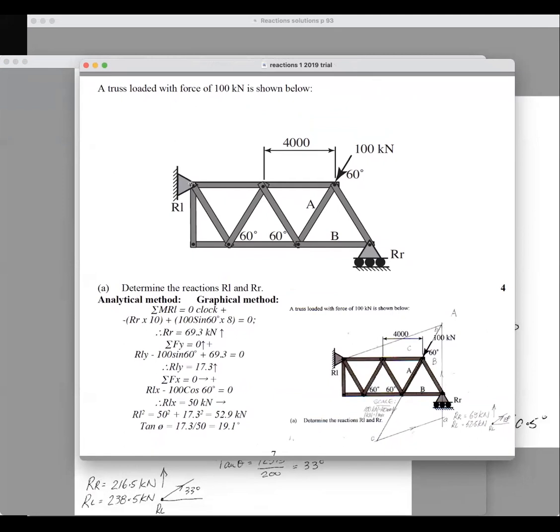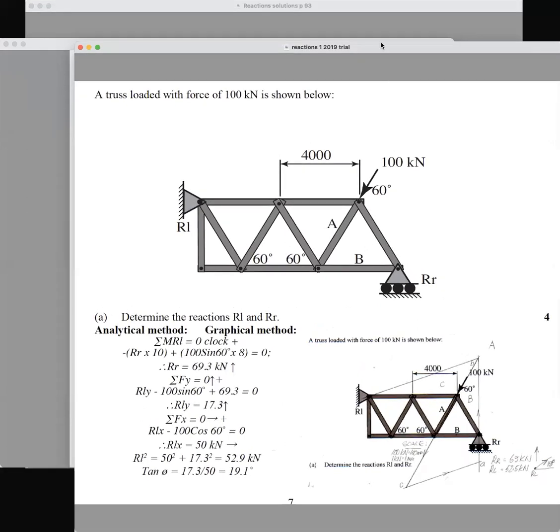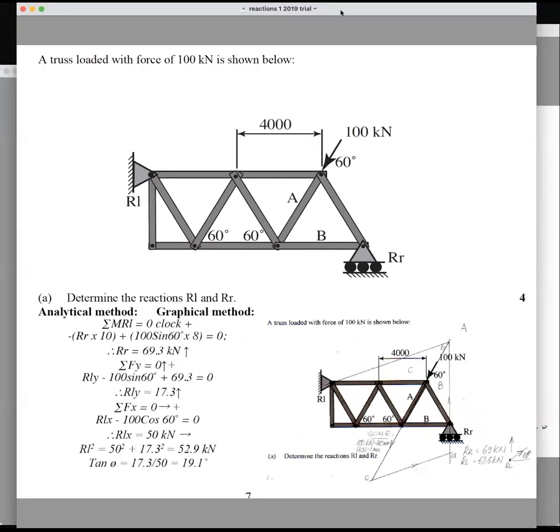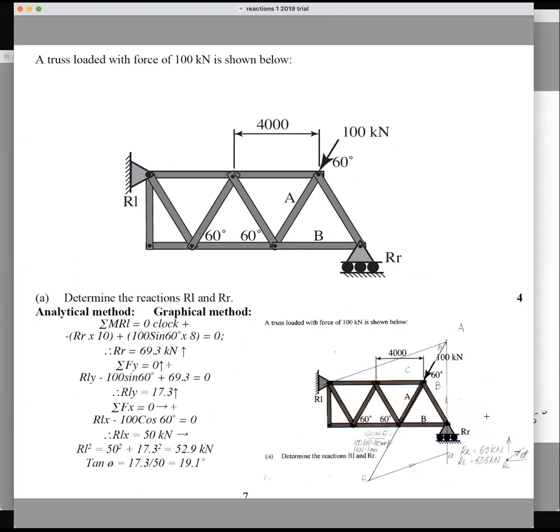So there you've got a pin there, and you've got a roller there. And same routine here. I won't go through that with you because I've just been through it, and also, I will be doing that when we're doing trusses. But I just want to show you down here how you use the 3-force rule to work out what the reactions are.